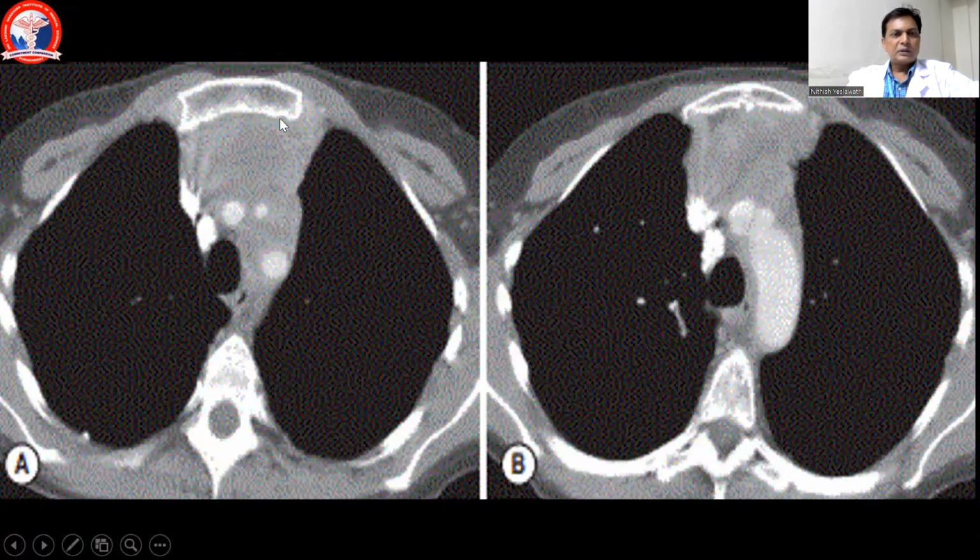Another case: here we again see a heterogeneously enhancing large lesion, which is encasing the vessels, infiltrating in between the vessels and reaching up to the trachea. So this is again a large soft tissue lesion. This is thymic carcinoid.